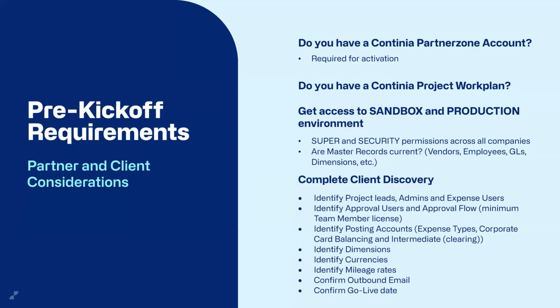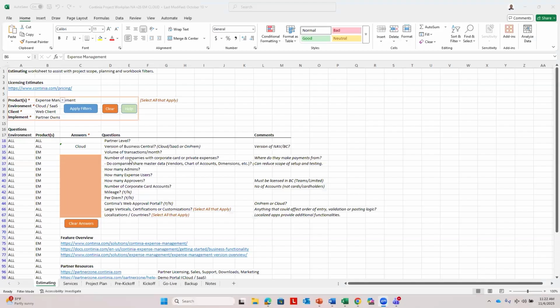And then finally, we want to confirm what date your client wants to go live. This helps us plan for how many meetings might be necessary and how long the client needs to test before you migrate from sandbox to production. Okay. So right now I'm going to share my screen and we're going to go into what is known as the Continia project work plan.